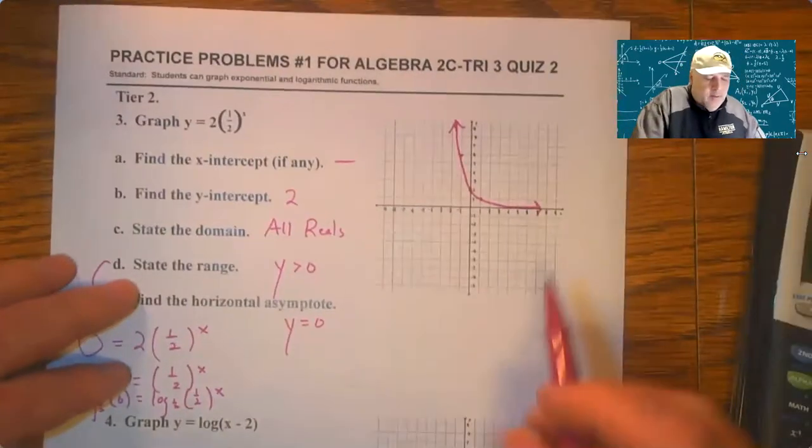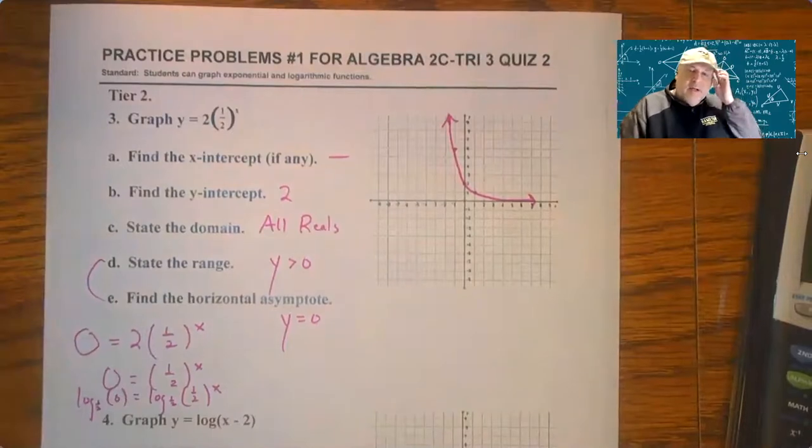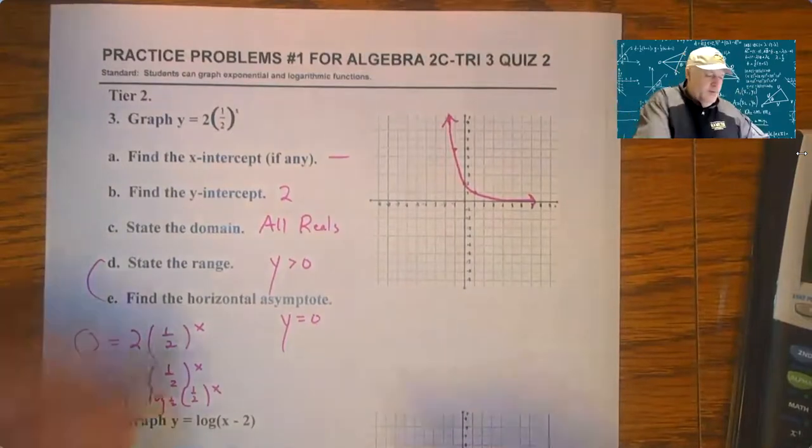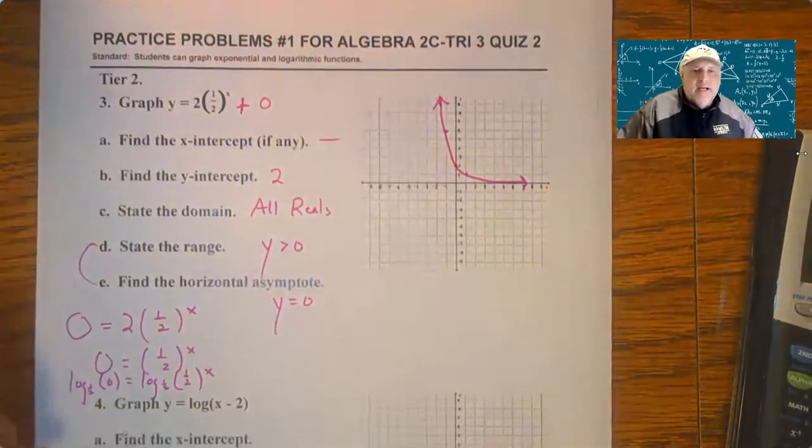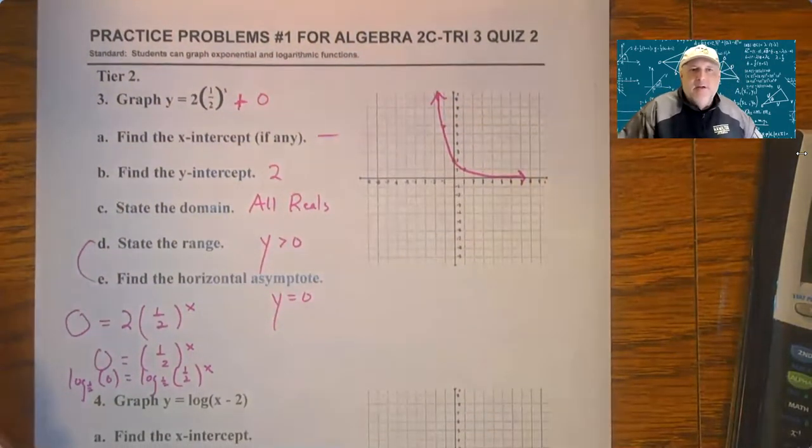And that, right here, that's what I'm concerned about. So for exponential functions, that asymptote is whatever's added on the end here. And there's not anything, so it's 0. So that's how you tell every time.